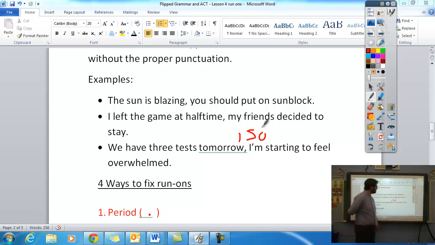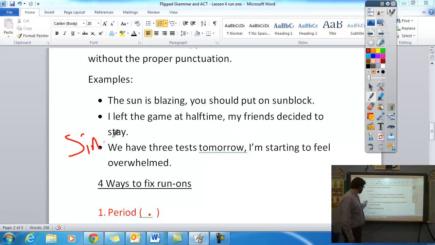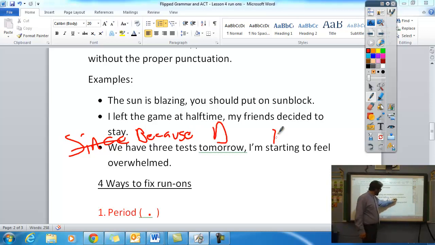Make sense? And again, we can make this first clause dependent. Since we have 3 tests tomorrow. Or because we have 3 tests tomorrow. Now these clauses are dependent. They can't be their own sentence. But we've got a dependent clause and an independent clause. And we fix that run-on.